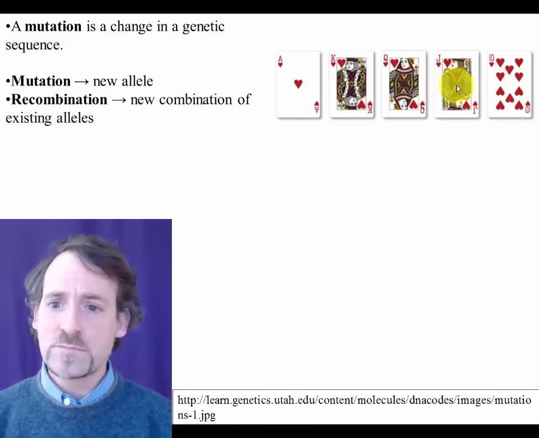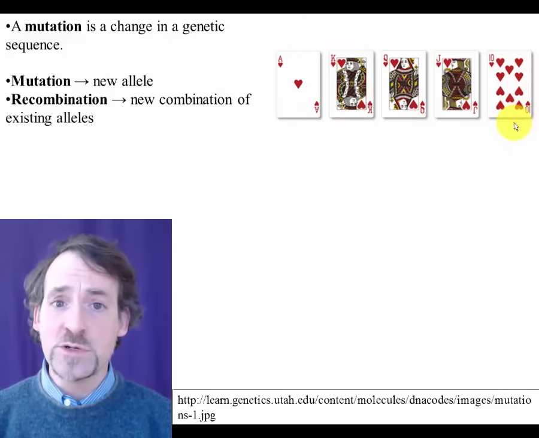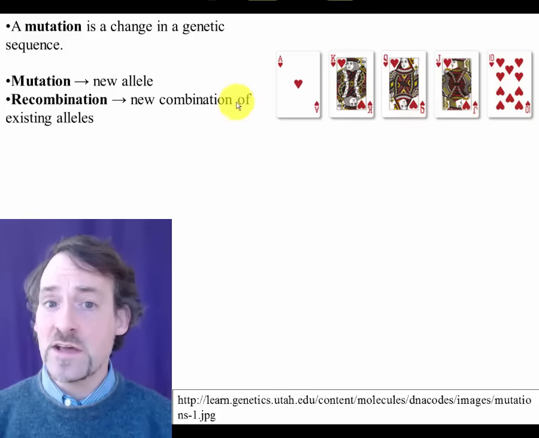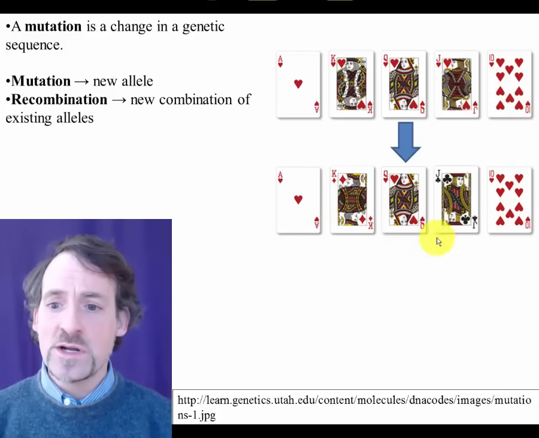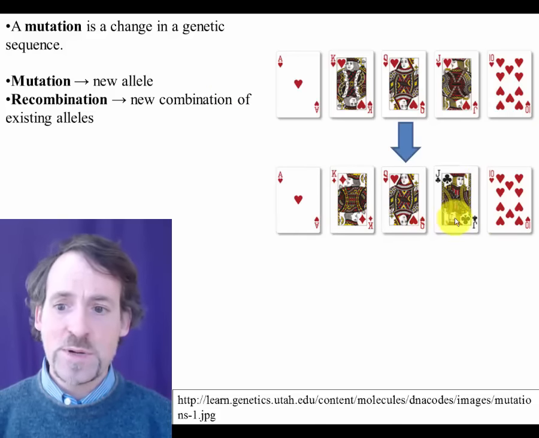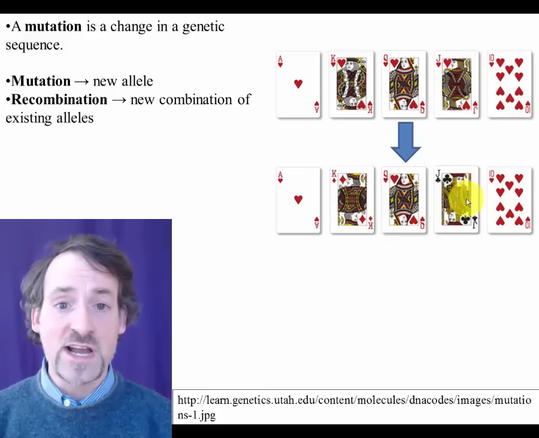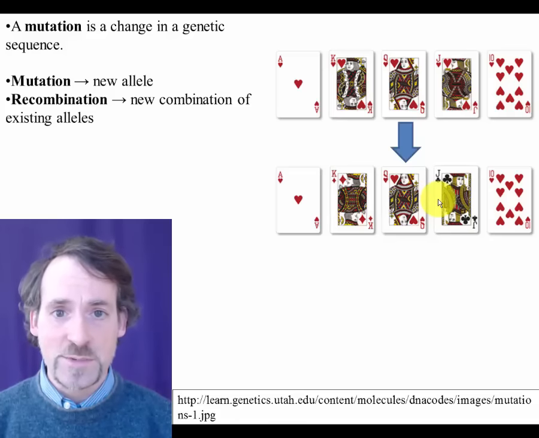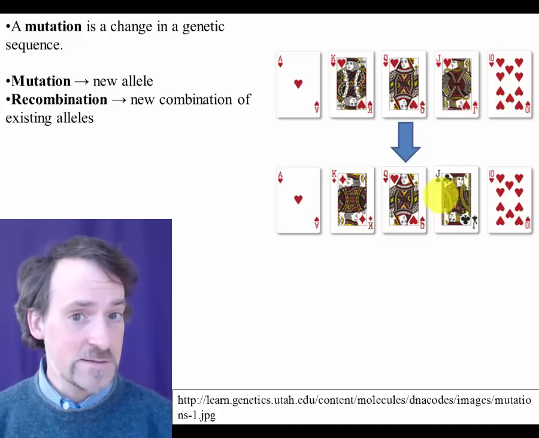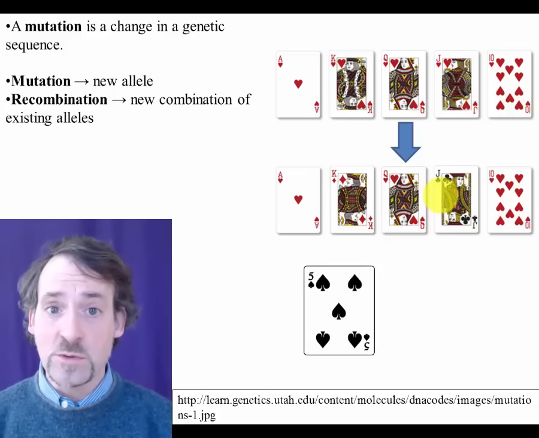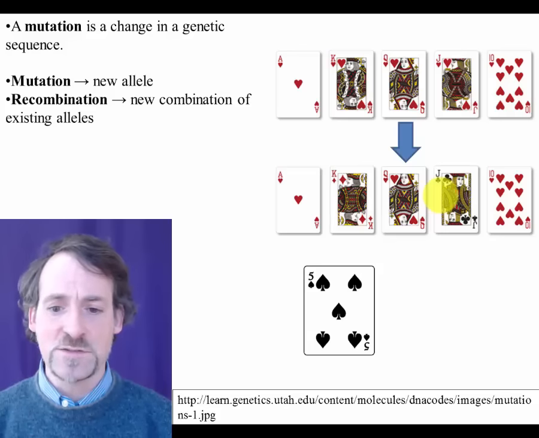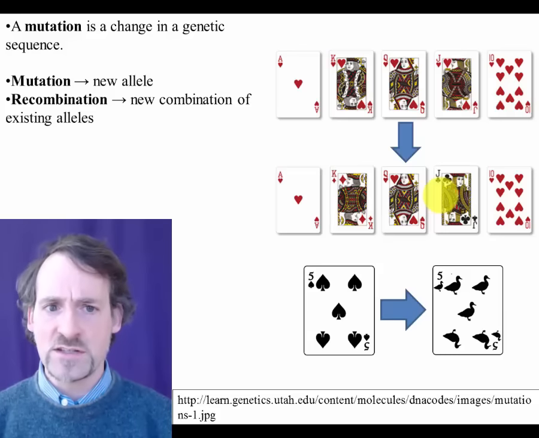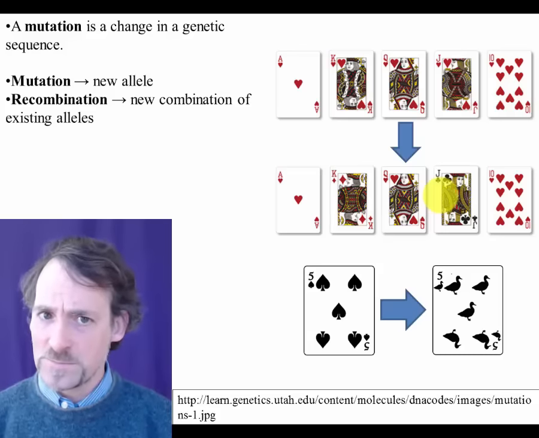So for example, if you had this hand of cards, what recombination would do is shuffle this hand with another hand of cards so that you might end up with a slightly different hand. Okay, but this card, for example, the Jack of Clubs, already existed. It's just that it wasn't on this chromosome before recombination happened. So recombination doesn't generate anything new that isn't already in the deck. Mutation, though, does. Mutation is like taking the 5 of spades and it undergoes a mutation and becomes the 5 of ducks. It's something that's never been seen before.